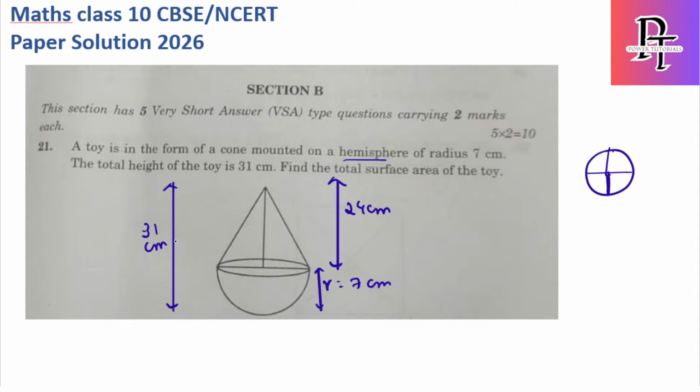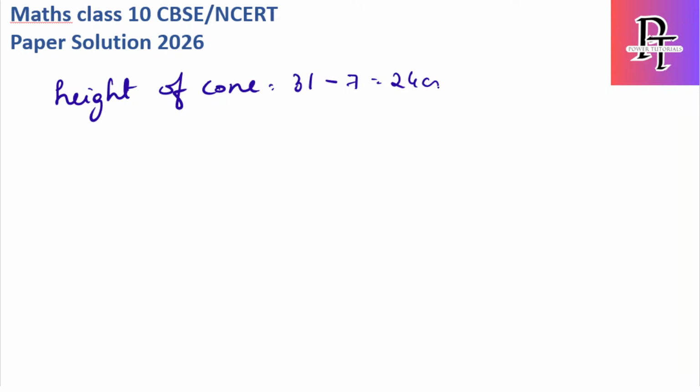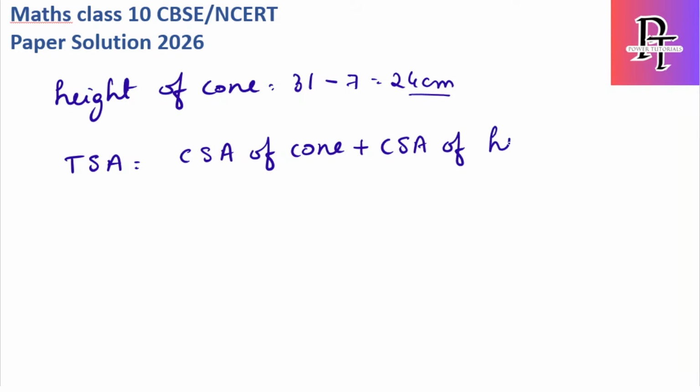Okay, so first what you have to write is, as a solution, the height of the cone is 31 minus 7 centimeters, which is 24 centimeters. So the TSA of the surface will be equal to the CSA of the cone plus the CSA of the hemisphere.